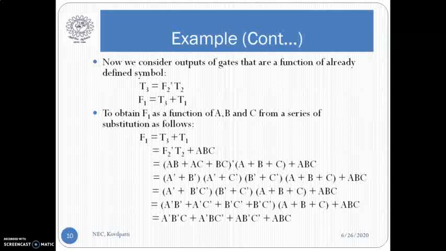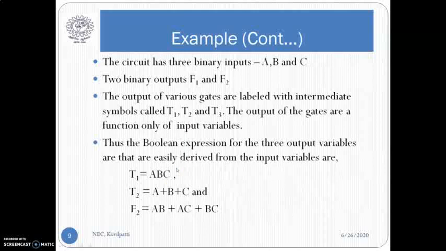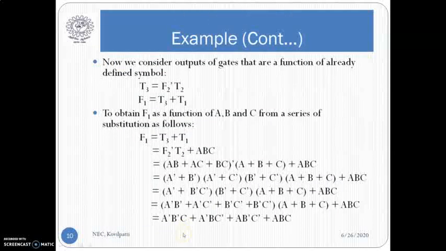Now, to obtain F1 as a function of A, B and C, we have to follow the following substitution. F1 is equal to T3 plus T1, right? T3 can be represented by F2 dash into T2. And F2 is, as we already know, AB plus AC plus BC. So this is F2, and the whole thing has a dash. What does this whole dash contain?